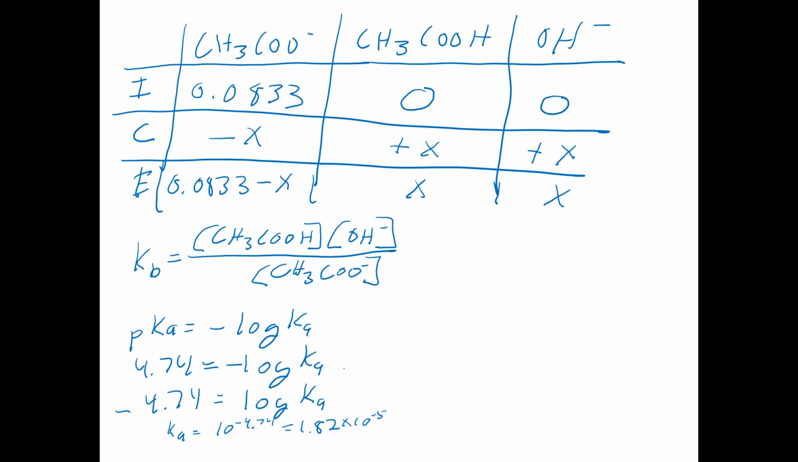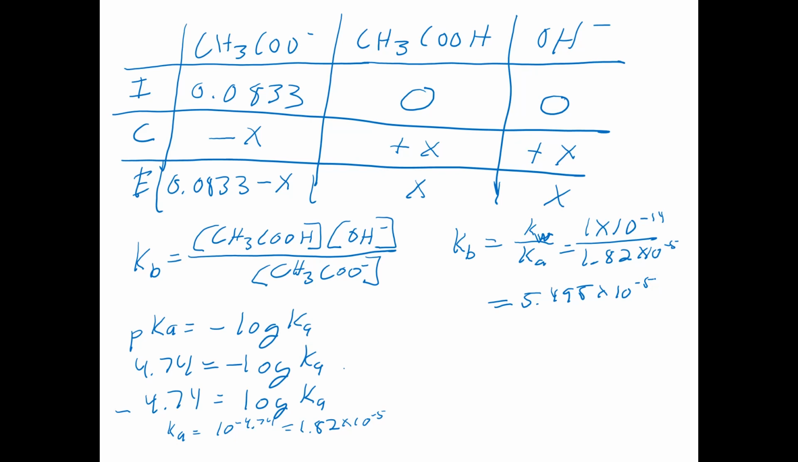Now we want to know what Kb is, so we can use the relationship between Kb and Ka to get Kb by itself. So Kb is equal to Kw over Ka, and Kw is 1 times 10 to the negative 14th. If we divide that by what we calculated for Ka, then we'll get Kb, which is 5.495 times 10 to the negative fifth. So I'm purposefully keeping a few extra decimal places here because we don't want to round off too early and cause errors in our final answer. So we go back to our expression for Kb. Now that we have Kb, we can plug that in.